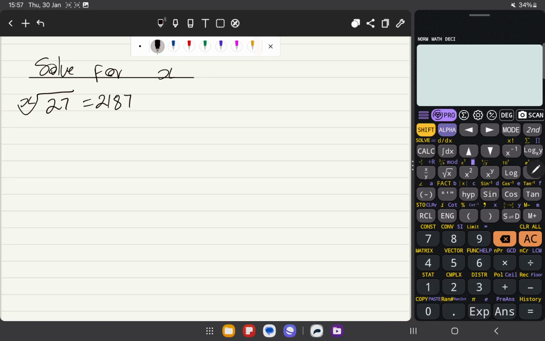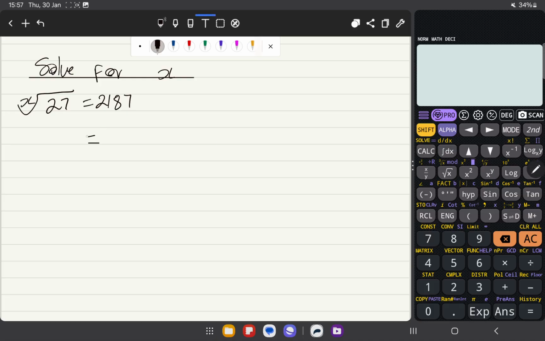Cool. With this problem, we are solving for x. So one thing for sure, you see that you have the number 27, you have the number 2187. So these big numbers, they can be confusing, right? But since you guys are allowed to use the calculator, we're just going to dive in.